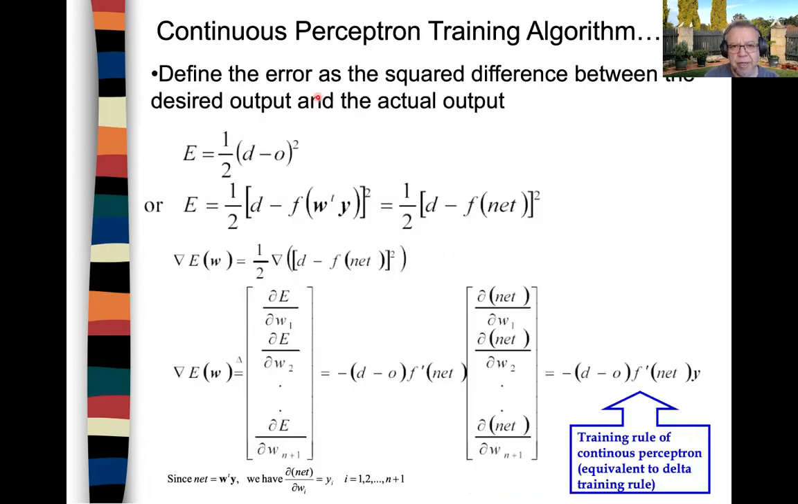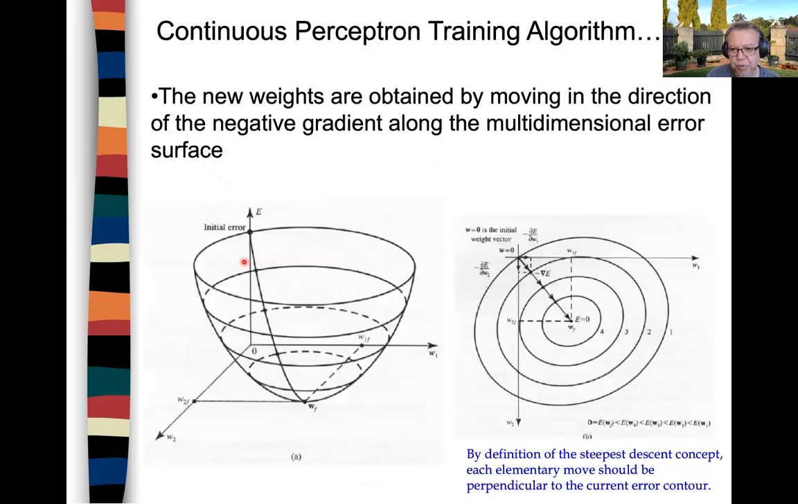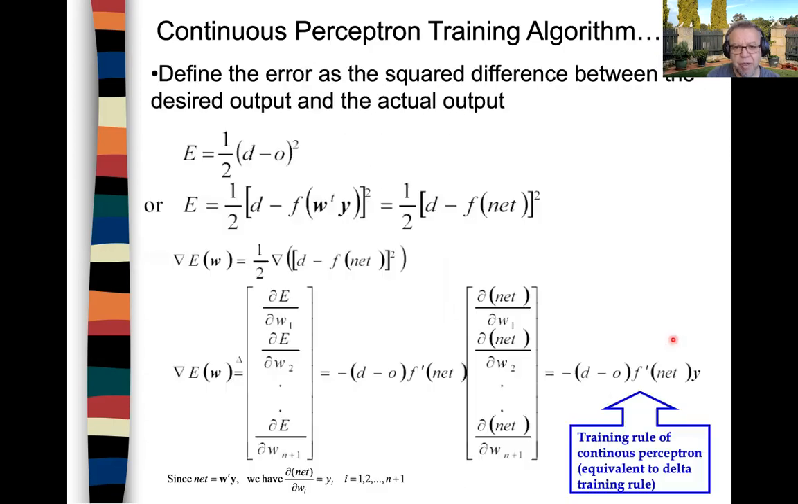So we define the error as the squared difference between the desired output and the actual output, as we've seen. So the error is 1/2 of (d minus o) squared, where we know that o is the activation, W transpose times y, the input pattern, and then we feed it to the activation function. And this is the net activation. So it's 1/2 of (d minus f(net)) squared. Now, we need to take the gradient of that because this is used for our learning rule.